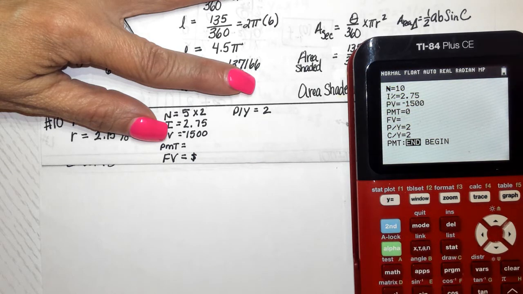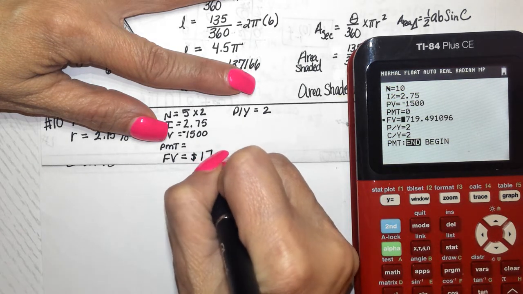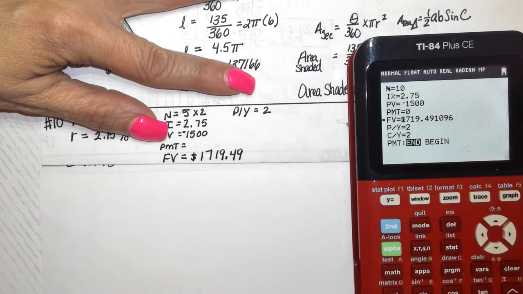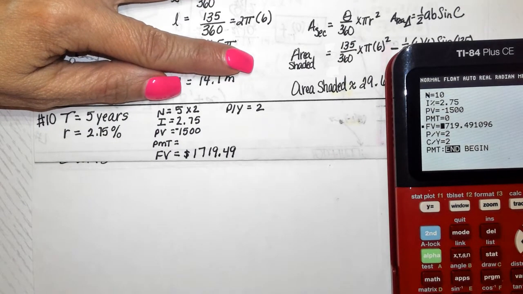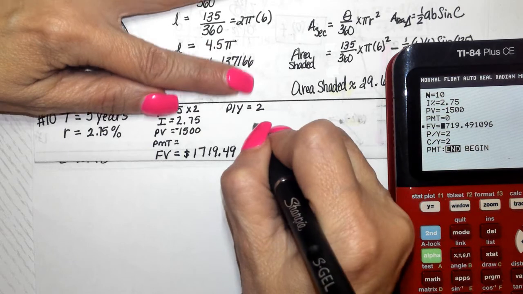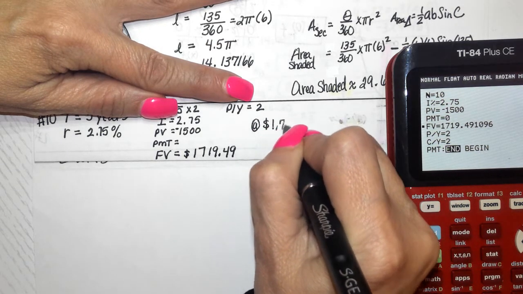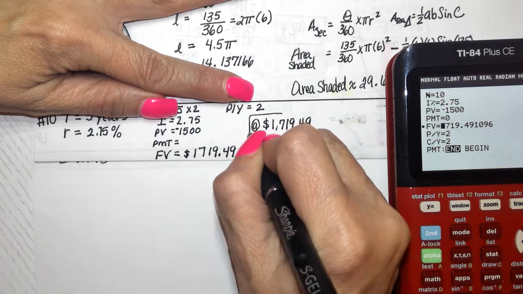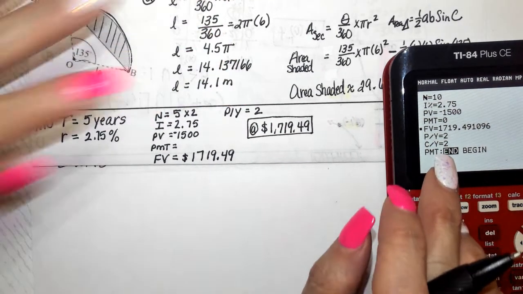I do alpha solve, which is the enter button, and it tells me that this is $1,719.49. That is his future value. In 5 years, that's about how much he should have. So I would say that A, his future value is $1,719.49. There's not much to show on that because you're using the financial app solver.